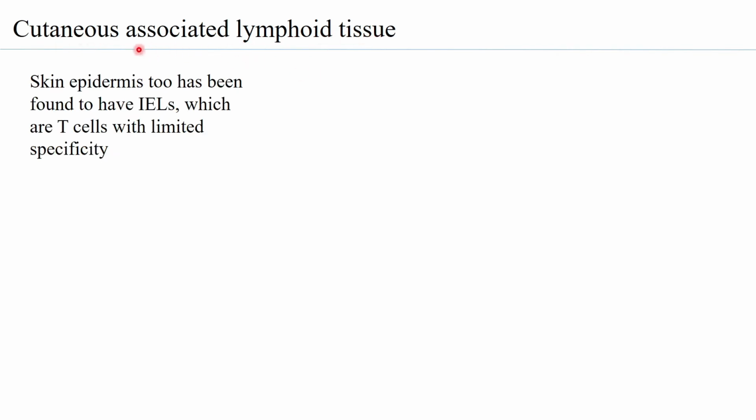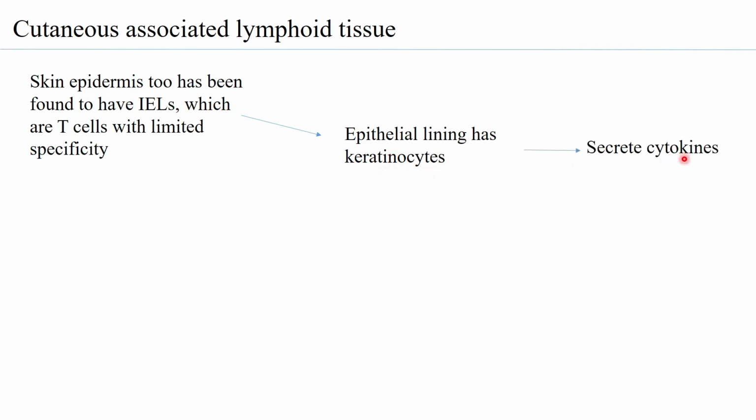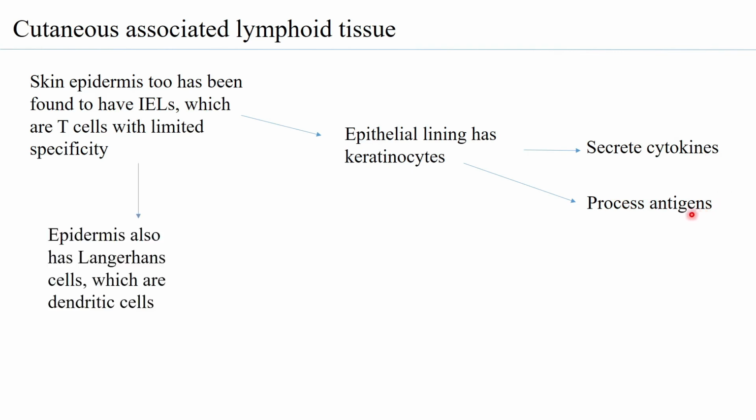Now we come to another lymphoid tissue, which is the cutaneous associated lymphoid tissue. This is just below the skin per se. The skin epidermis too has been found to have intraepithelial lymphocytes, which are T cells again, and they have very limited specificity. So they do not have too much specificity to bind to the antigen. This epithelial lining has certain specialized cells called keratinocytes. These keratinocytes are able to secrete cytokines. Cytokines are growth factors which can induce cell division. And these keratinocytes are also able to process antigens. So you can see that the cytokines and the processing of the antigens are responsible for activating lymphocytes further.